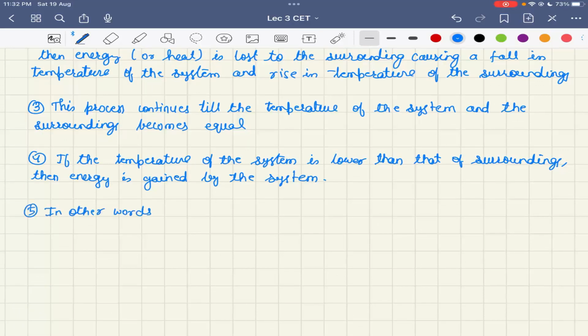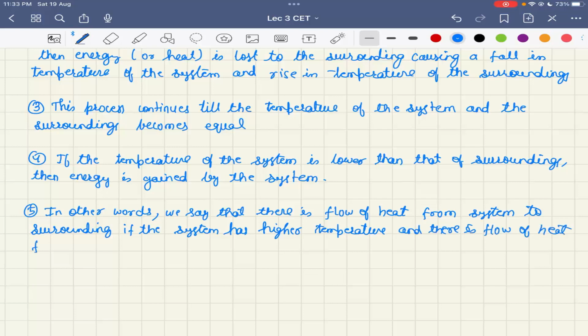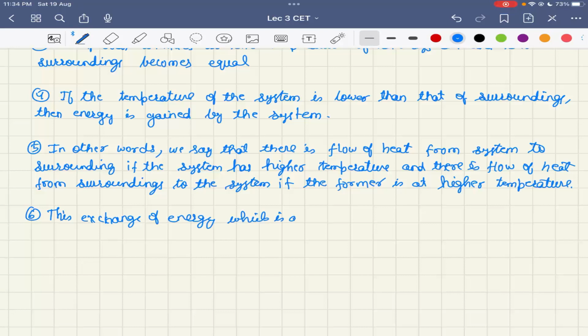In other words, we say that there is flow of heat from system to surroundings if the system has higher temperature, and there is flow of heat from surroundings to the system if the former is at higher temperature, and this exchange of energy, which is a result of temperature difference, is called as heat and is denoted by symbol Q.